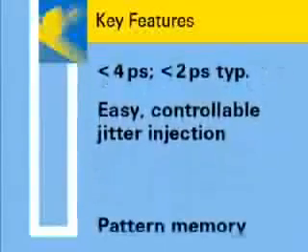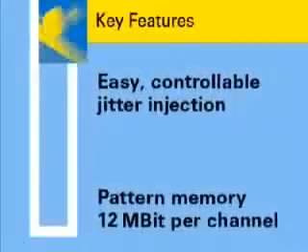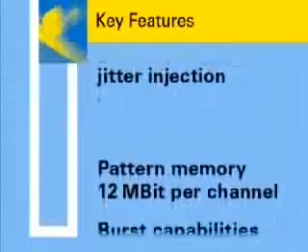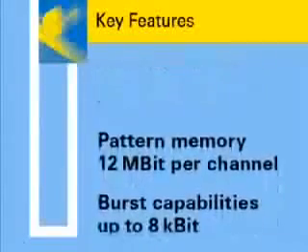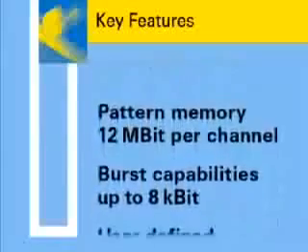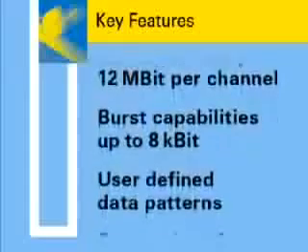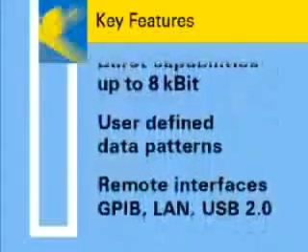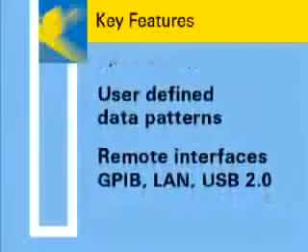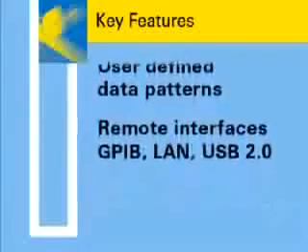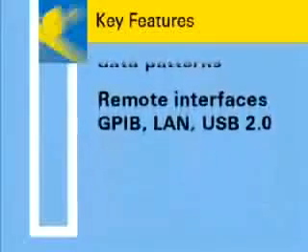In addition, the Agilent 81134A provides several features which make it the perfect serial pattern generator. Examples are the deep 12 megabit pattern memory per channel, its PRBS capabilities, the burst modes, and the possibility to control the instrument remotely via several interfaces, including LAN and USB 2.0.